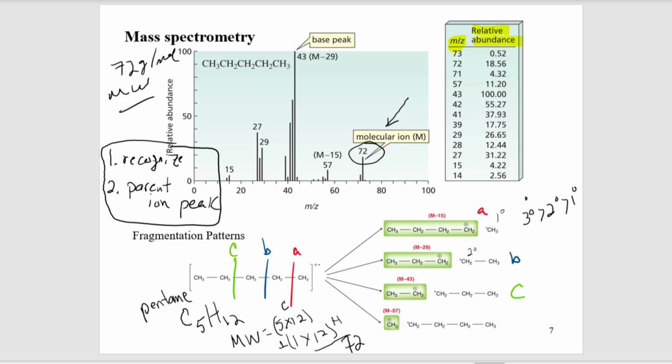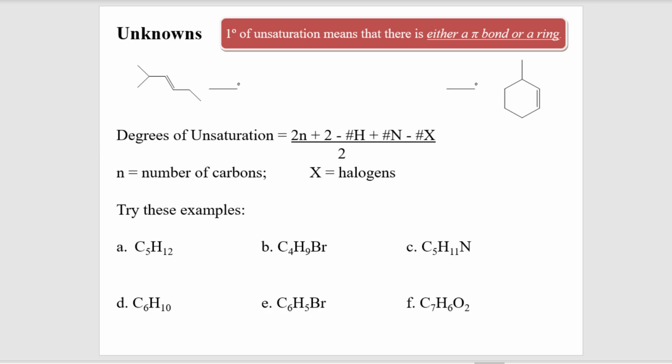Sometimes we don't know what the compound is, and we get a molecular ion peak, and we get fragmentation patterns. And often we can decide that the molecule has a given formula. We might say, oh, the mass spec is telling me I have a C4H9Br, but I don't know what the molecule is.